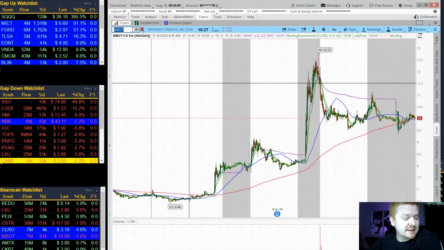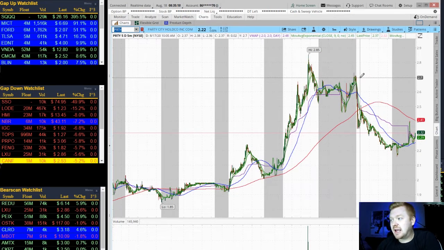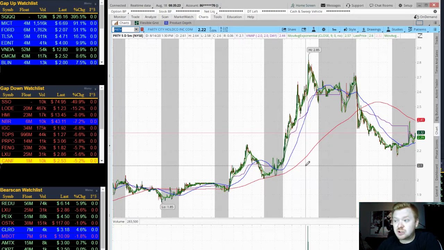All right, so next I'm going to start looking at some of the plays that I traded yesterday and some of the plays I didn't trade. For instance, yesterday morning, we were watching PRTY for a fade throughout the day. And this is a setup I watch and trade all the time. It's my favorite short setup.